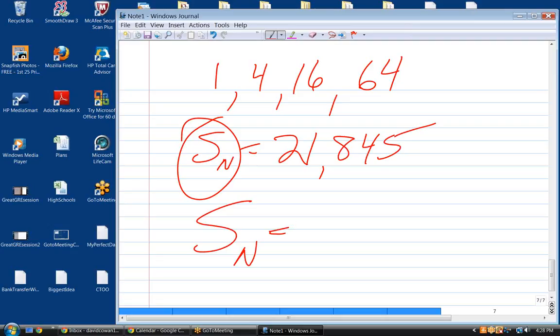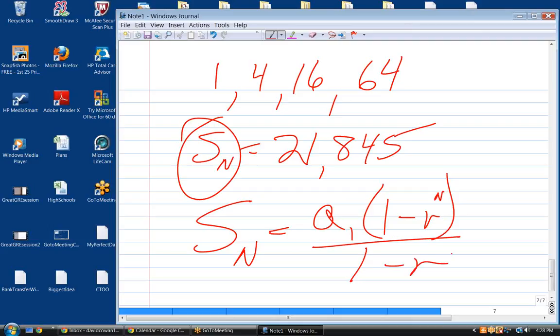And the formula for the sum of a geometric series is a sub 1 times 1 minus r to the nth all over 1 minus r. All right. And let me see if that, no, that's fine. I'm pretty sure that you divide only 1 minus r to the nth divided by 1 minus r. I think that's in parentheses.